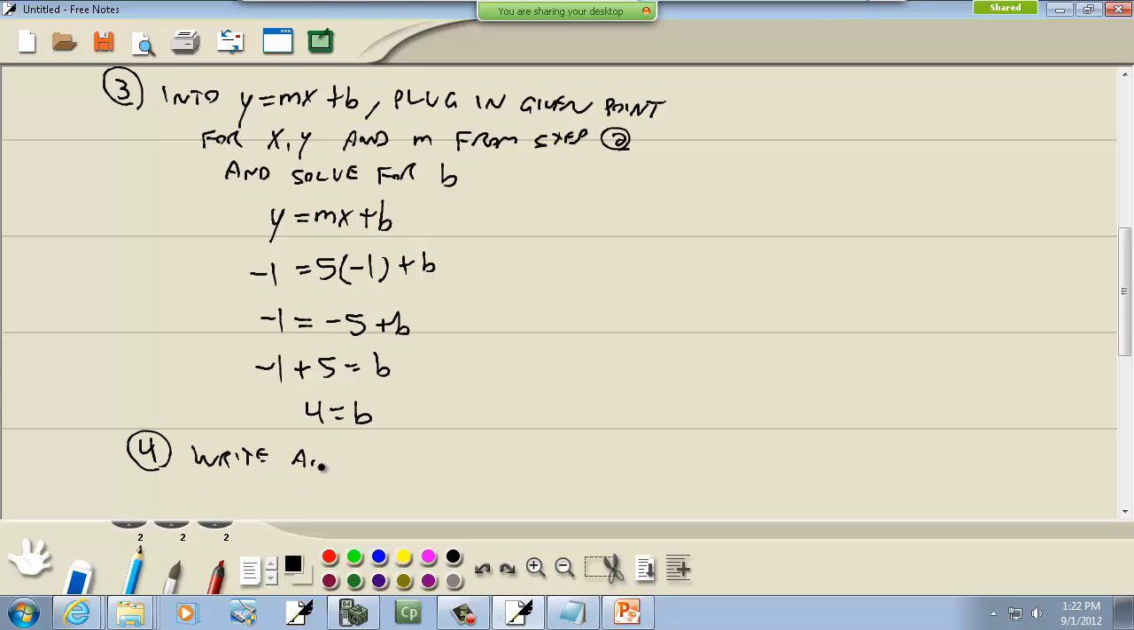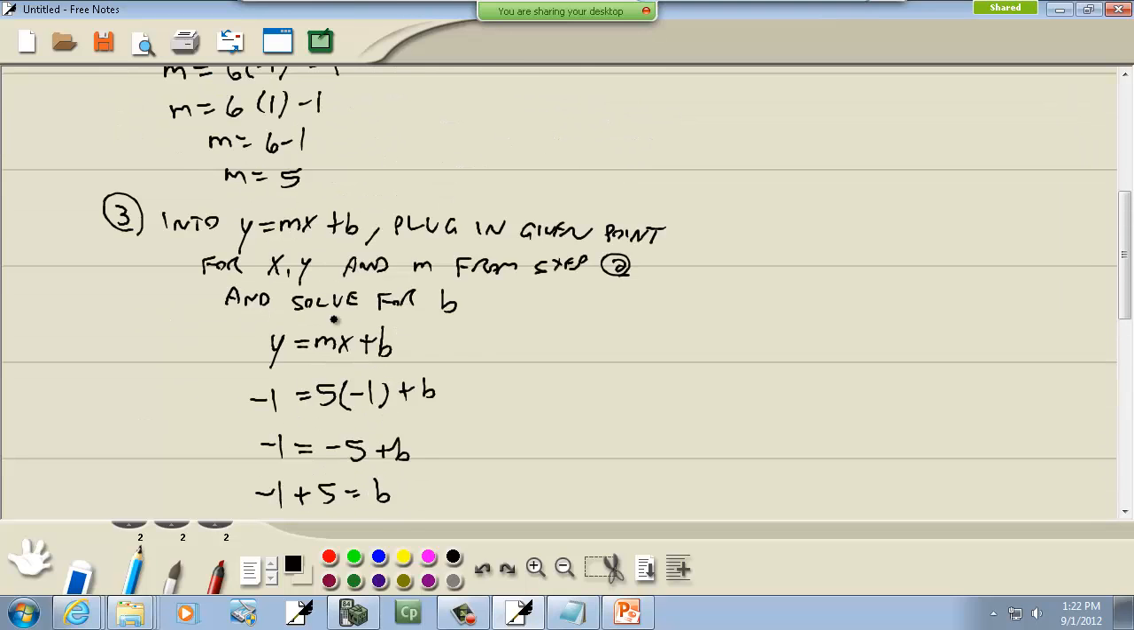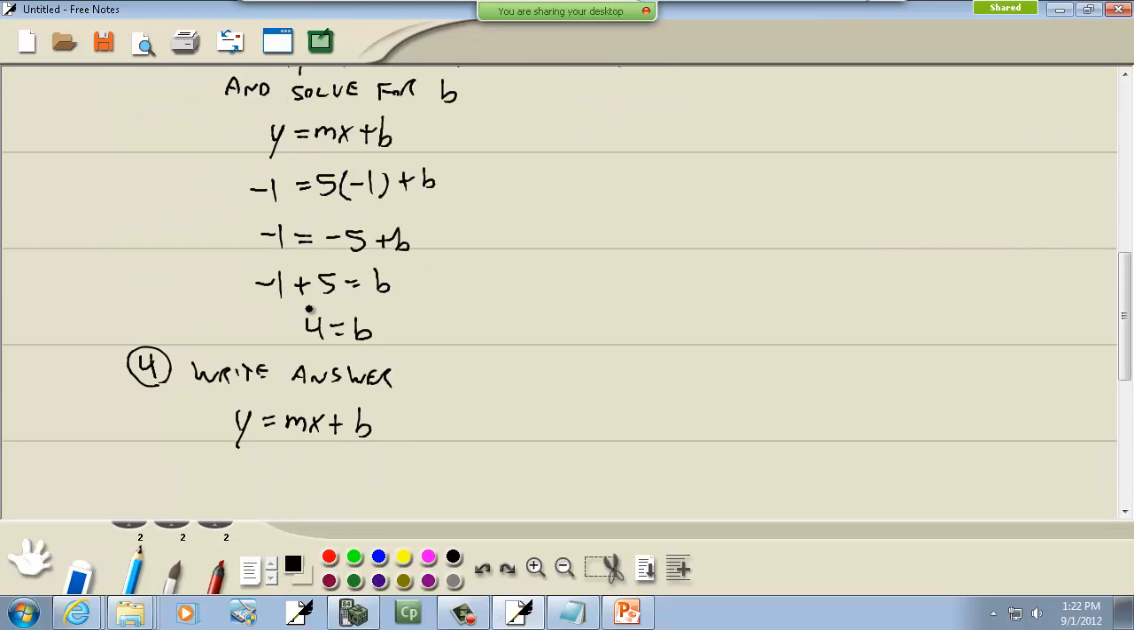A lot of people forget to actually write your answer. Your answer is the equation of the tangent line. So you plug in your m from step 2, which is 5. And you plug in your b from step 3, which is 4. And our answer is y is equal to 5x plus 4.